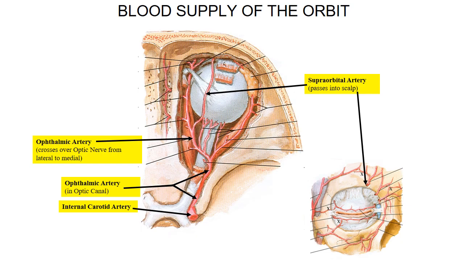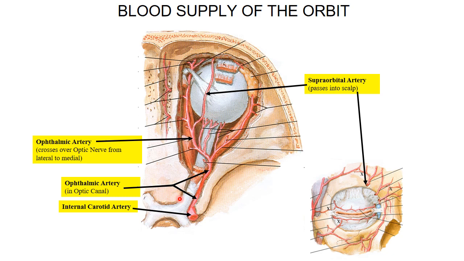Blood supply of the orbit. There's the internal carotid artery right there, sitting right next to the optic chiasm. We've talked about that in neuroscience. Remember, calcification of this artery can compress the optic chiasm, causing a binasal hemianopsia. I misspoke. Internal carotid artery right here.